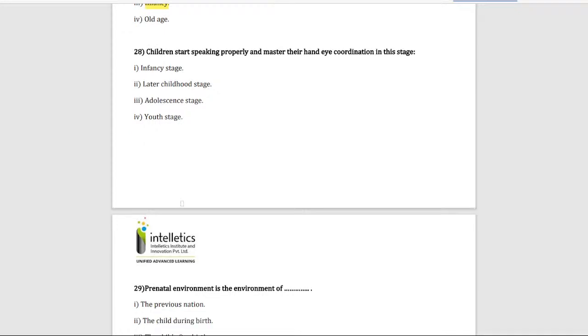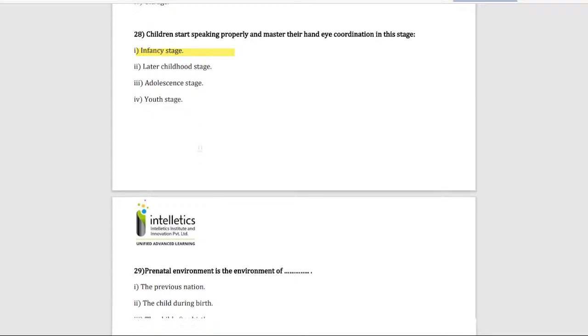Question number 28. Children start speaking properly and master their hand and eye coordination in this stage. First, infancy stage. Second, later childhood stage. Third, adolescent stage. Fourth, youth stage. And the correct answer for this question is infancy stage. So children start speaking properly and master their hand-eye coordination in the infancy stage.